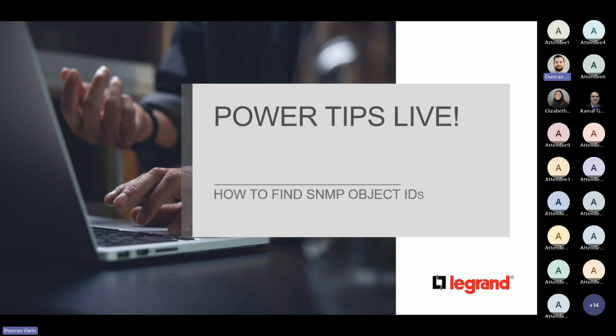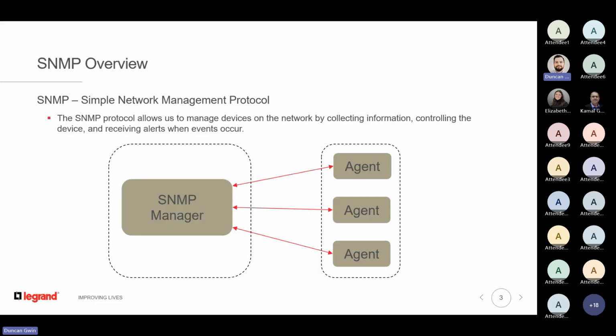So as Ellie mentioned, today we are discussing how to find SNMP object IDs. And before we dive into that, I always like to get started with some definitions. SNMP is the Simple Network Management Protocol, and it allows us to manage devices on our network by collecting information, controlling the device where applicable, and receiving alerts when events take place on those devices.